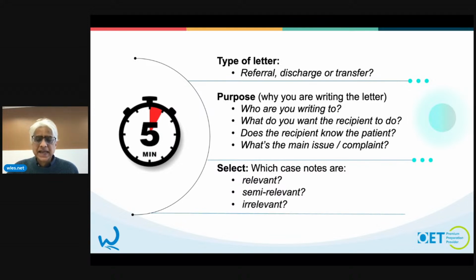Once you have identified the purpose, you're ready to select case notes. Don't just think about what's relevant and irrelevant. Think also about what's semi-relevant, as that will help you with organization. Remember, most case notes are distractors; most you won't need. Selecting case notes is a strange kind of skill, but a lot of it goes back to understanding the purpose. If you're clear on the purpose and you know why you're writing the letter and what you want the recipient to do, it makes the selection a little easier.